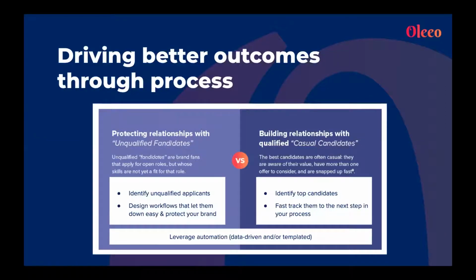And I just want to talk a little bit about the importance of tailoring and not having a one-size-fits-all recruiting process. So as an example, I think it's helpful to think about unqualified versus qualified candidates, especially for organizations that have a really large consumer brand. You may have candidates applying who love your company, they love your brand. And so it's really important and critical to let them down easy, to protect your brand. And you can really do that simply through automation of technology.